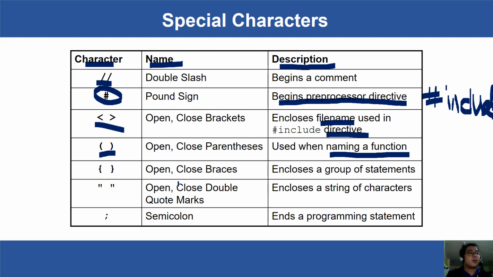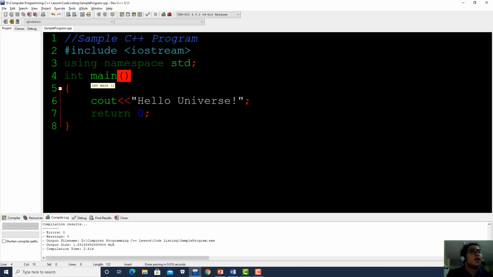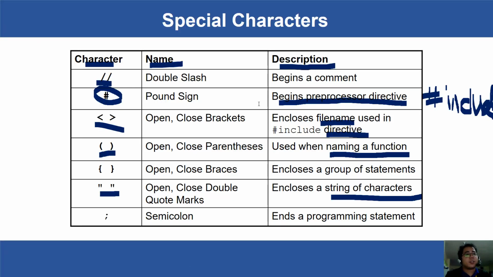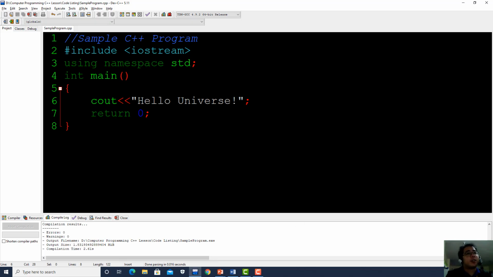Okay? So, open and close, double quotation rather. I-enclose natin yung string of characters. Ito po yung string of characters natin. Okay? Para ma-enclose siya, ilalagay tayo ng open and close quotation. Okay? Semicolon, that is for ending our statement. Ito po yun. End of statement, end of statement. So, make sure may end of statement tayong nilagay. Okay?